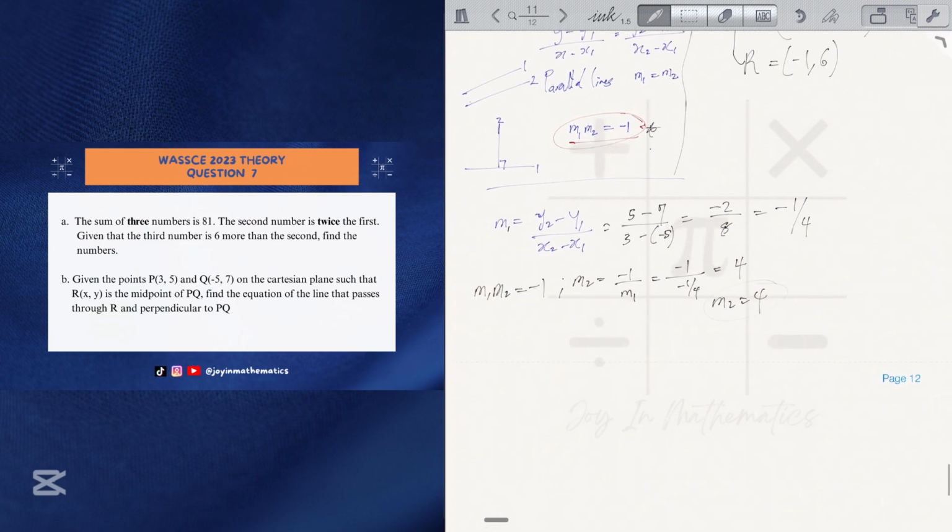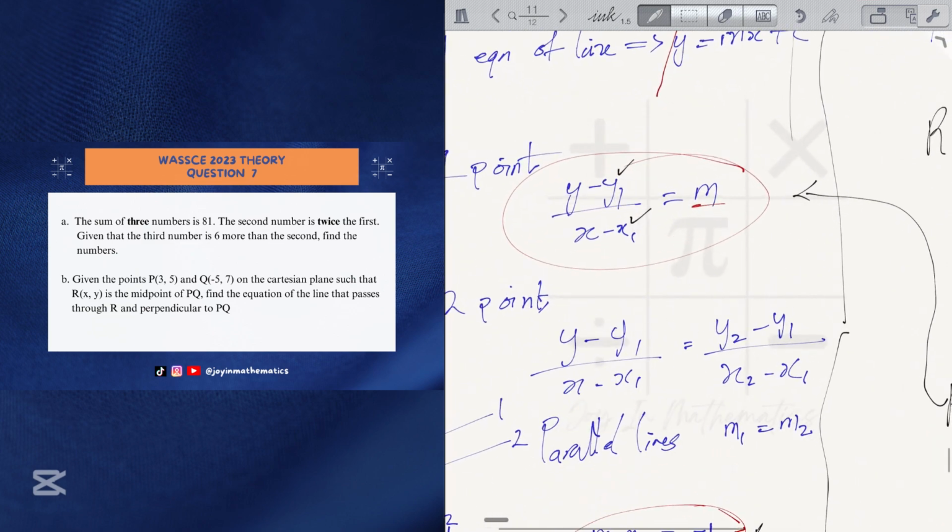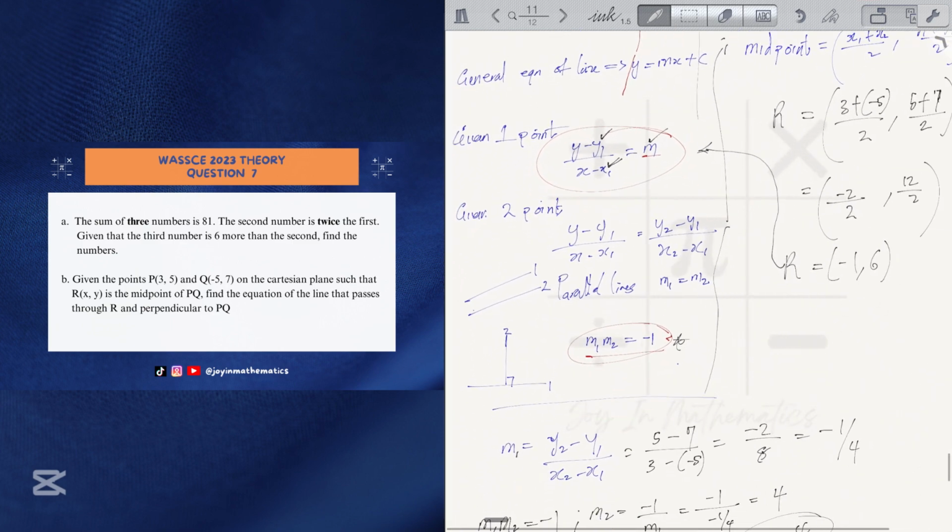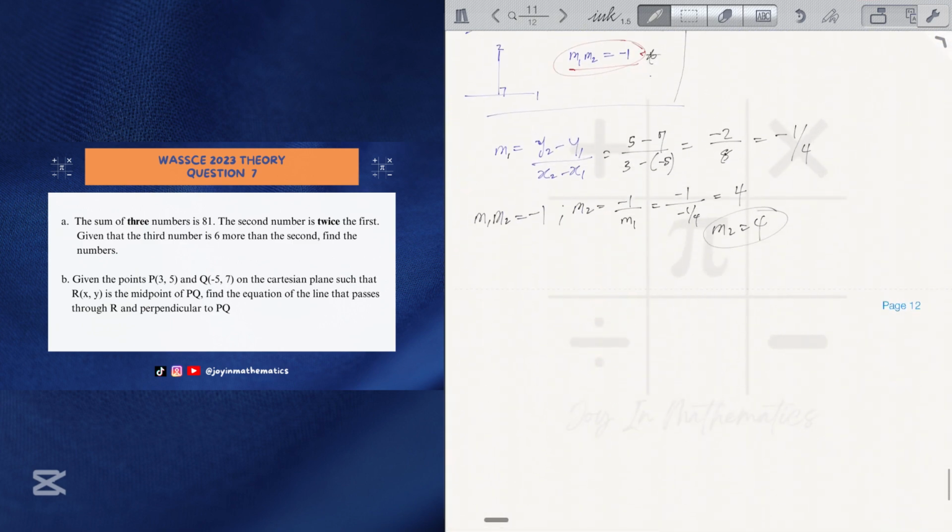Now, if you go back and see what we have here, we have y1 and x1 from the midpoint, and m2 to be the gradient. Now we can find the equation of the line. So the equation of the line given one point is given as (y minus y1) divided by (x minus x1) equal to m.